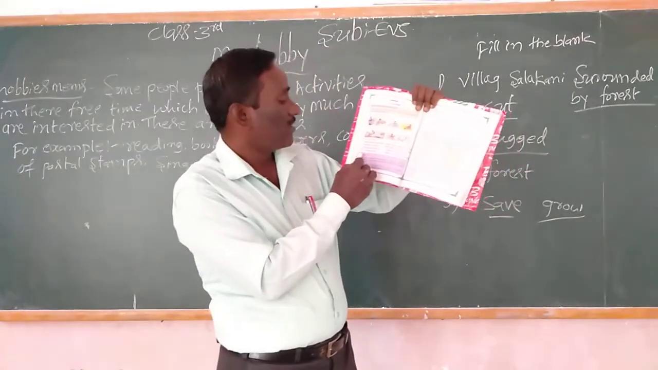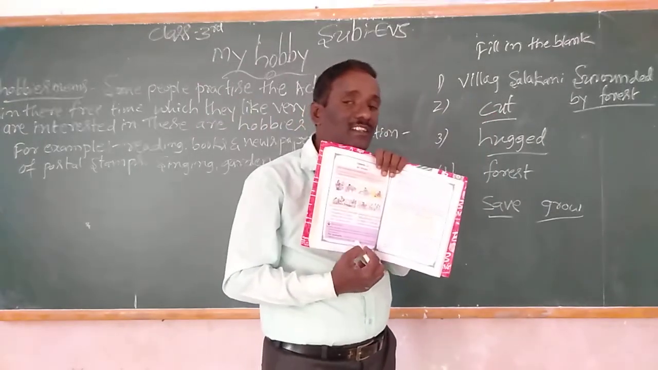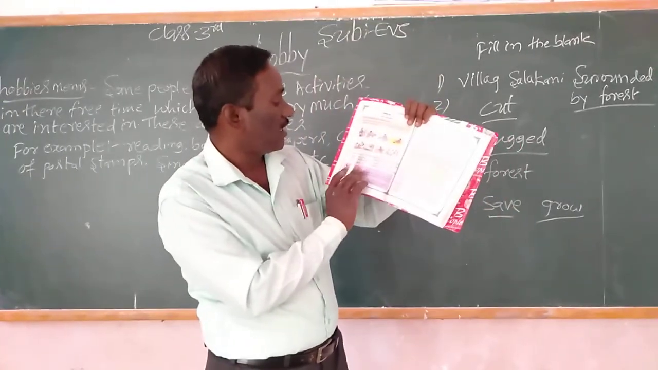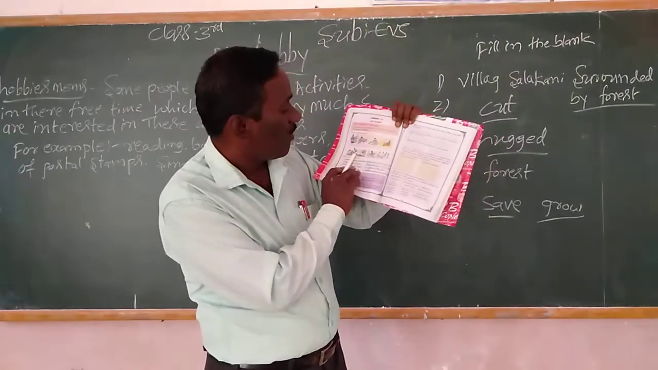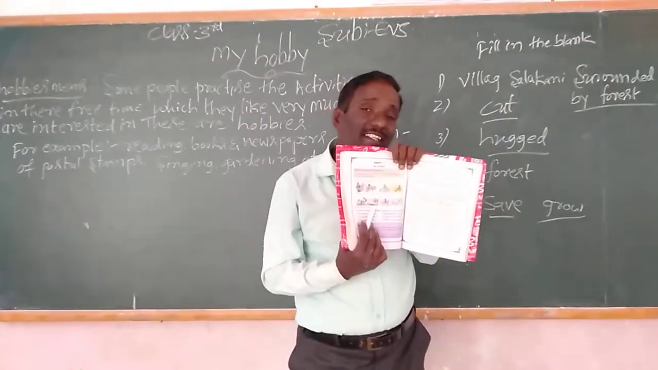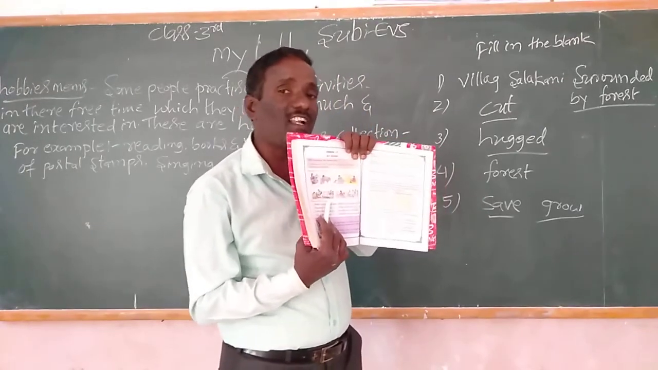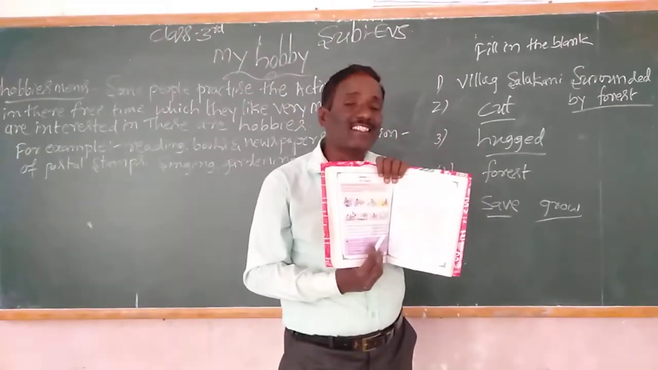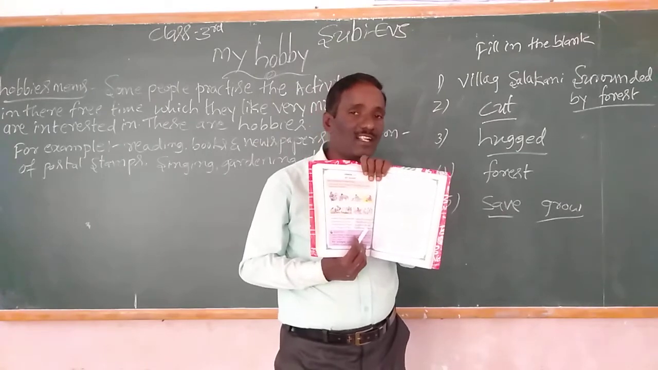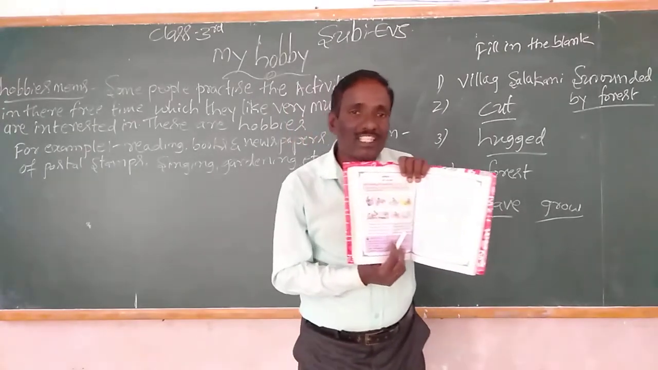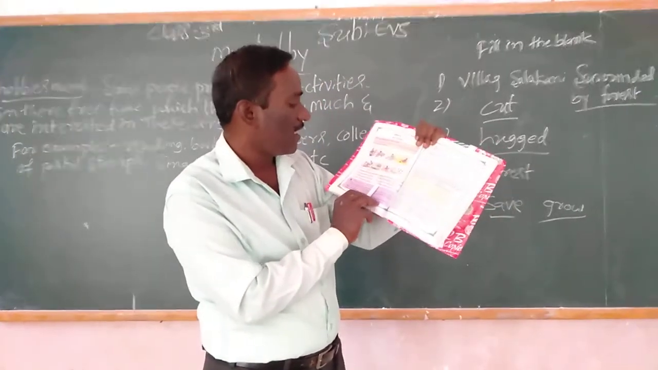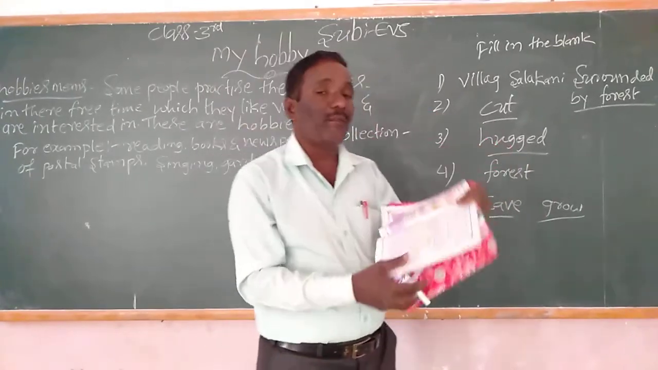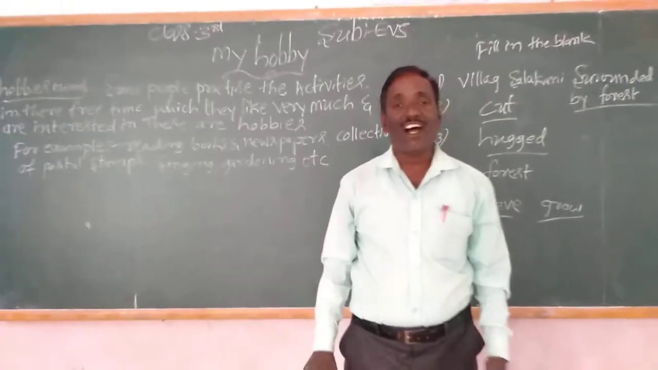And next picture, a girl singing a song. This is the hobby of the girl. Next, fifth picture, boys and girls watering plants. These are their hobbies. Next picture, boys and girls feeding grass to the cow. These are their hobbies. Next, a man makes a doll. Next, children are playing. These are hobbies.